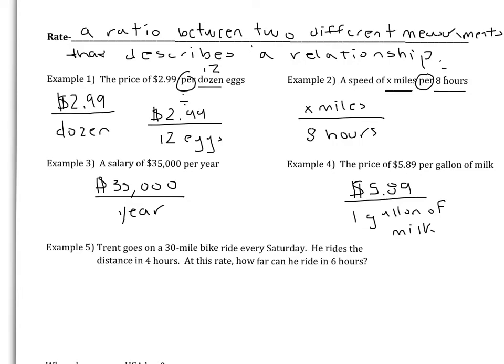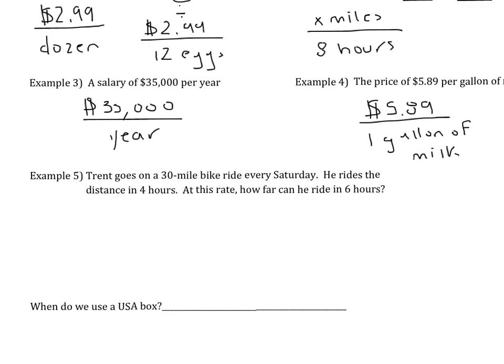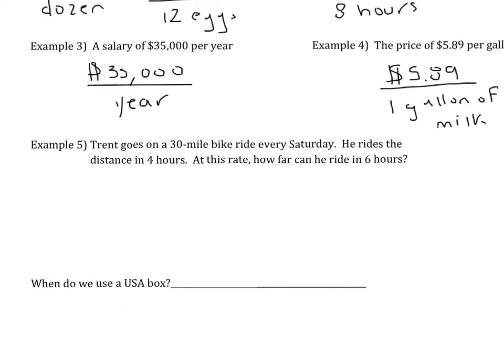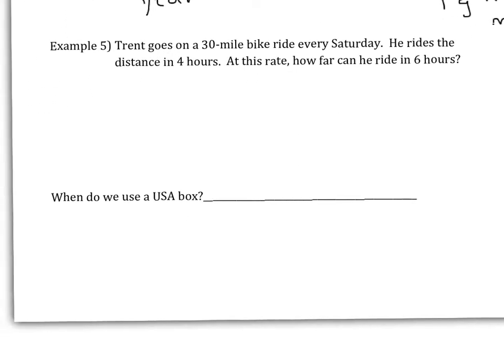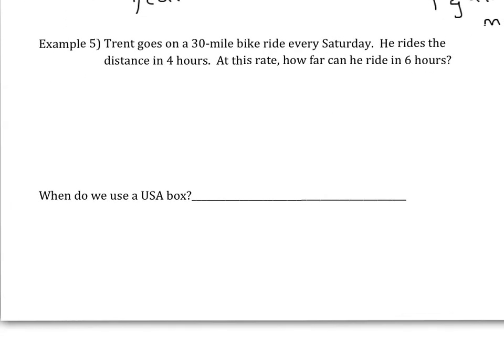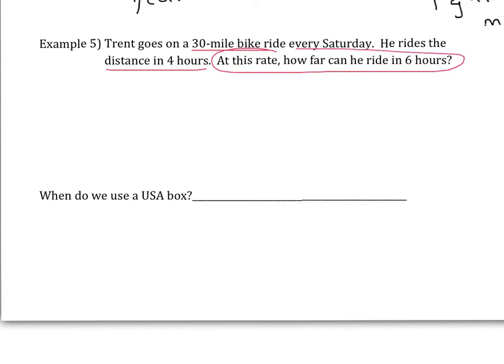All right, so let's go into example 5, and we're going to start to really see what this objective is all about, and that is solving proportion word problems. So I'm going to put this up here. Okay. It says Trent goes on a 30-mile bike ride every Saturday. So every Saturday he rides 30 miles. He rides the distance in 4 hours. At this rate, how far can he ride in 6 hours?